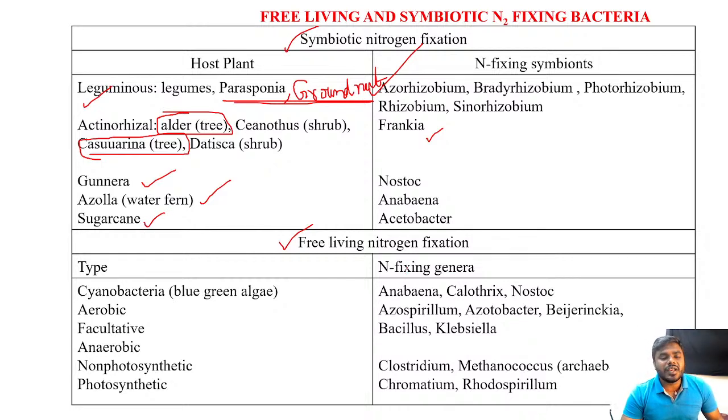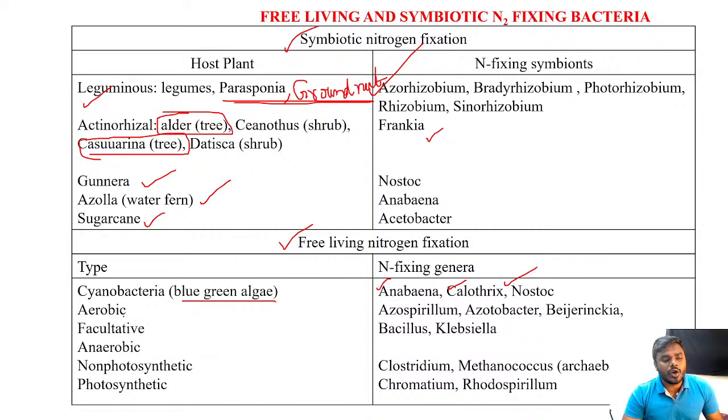Now, free living nitrogen fixing bacteria, they can live on their own, they can grow on their own, but they have the ability or capability to fix the nitrogen. Let's take an example of cyanobacteria. What are cyanobacteria, friends? They are the blue-green algae. What are the best examples? Anabaena, Calothrix, Nostoc. You don't leave a single example. Whichever I marked, never leave.